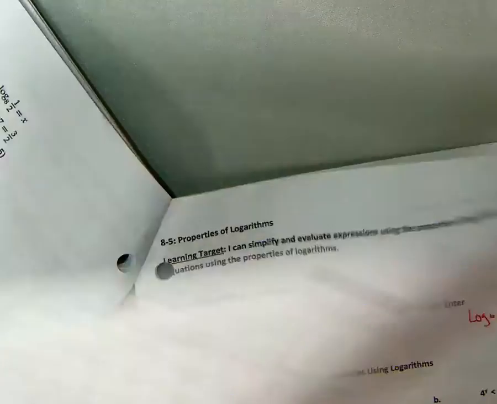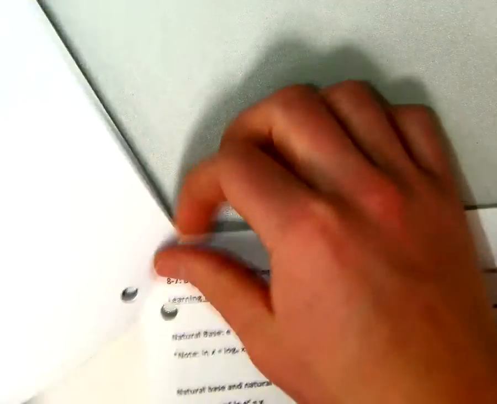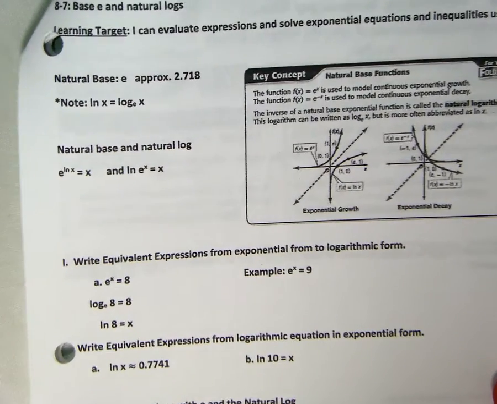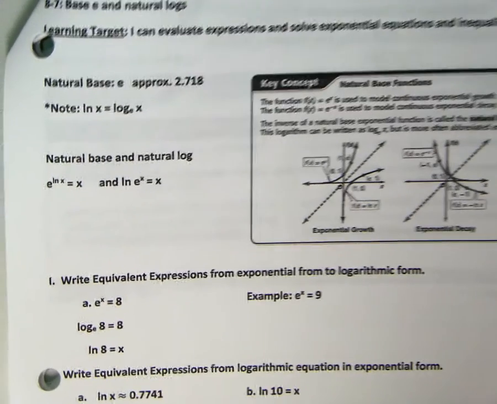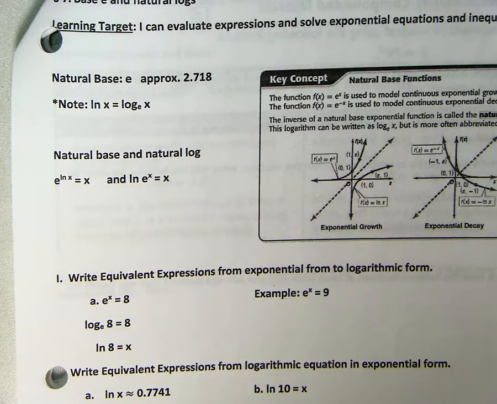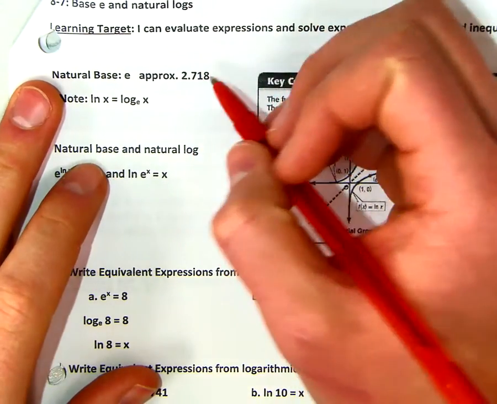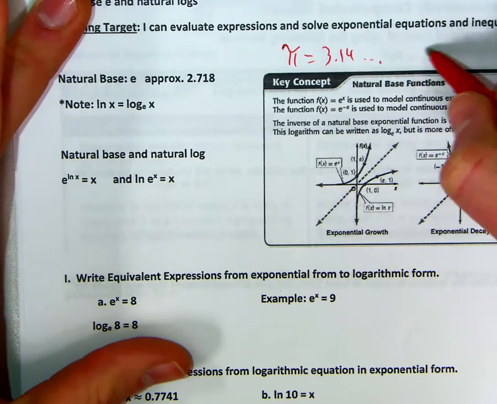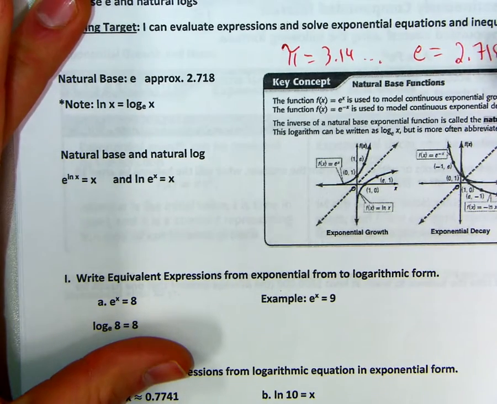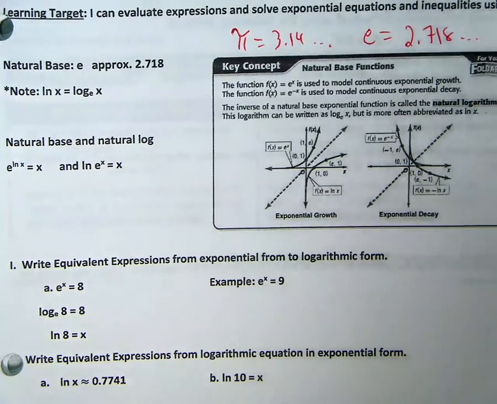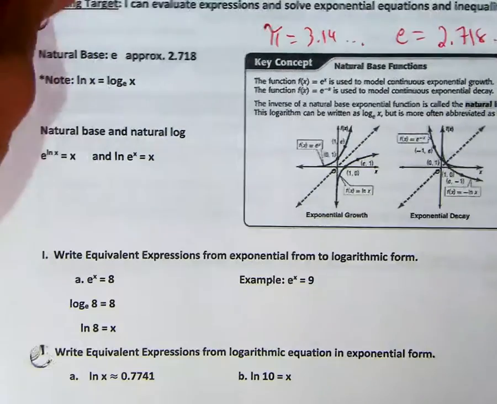But if we flip to 8-7, we get here. All right. So e is basically like pi, or the square root of 2. It's just a number. Kind of like how we know that pi equals 3.14 and it goes on, e equals 2.718 and it goes on. All right, e is just a number. It's on your calculator. I'll show you how to use it. But that's e.